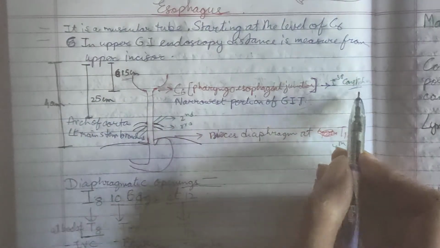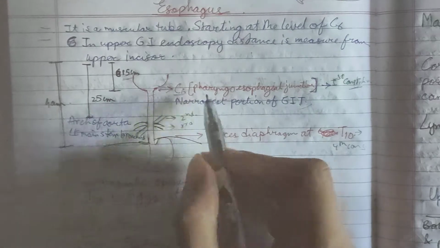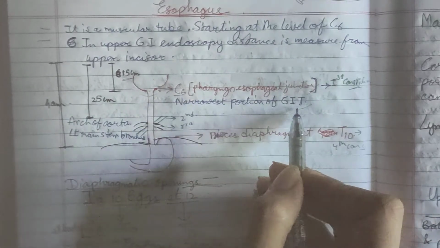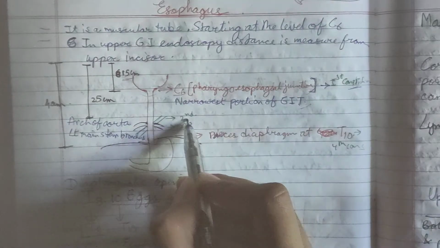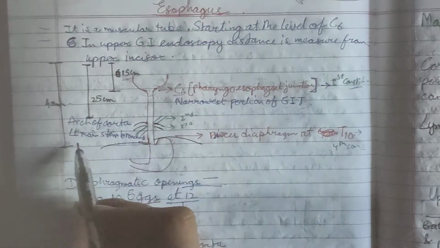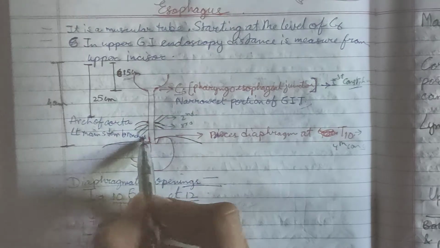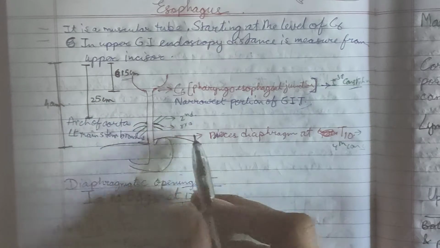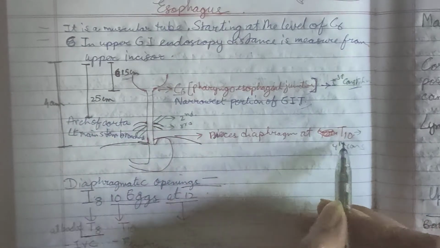The first constriction is at the C6 level, called the pharyngoesophageal junction. It is the narrowest portion of the GIT. The second constriction is because of the arch of the aorta. The third constriction is because of the left main stem bronchus, and the fourth constriction is where the esophagus pierces the diaphragm at T10.